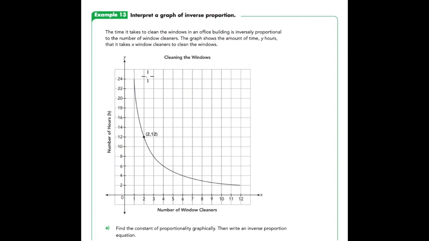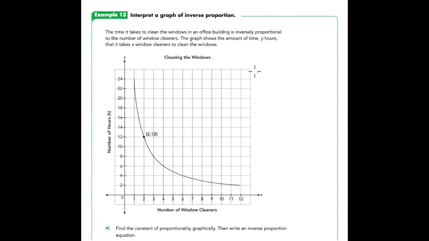In this example, we're going to interpret a graph of inverse proportion. The problem says that the time it takes to clean the windows in an office building is inversely proportional to the number of window cleaners. The graph shows the amount of time, y hours, it takes x window cleaners to clean the windows.